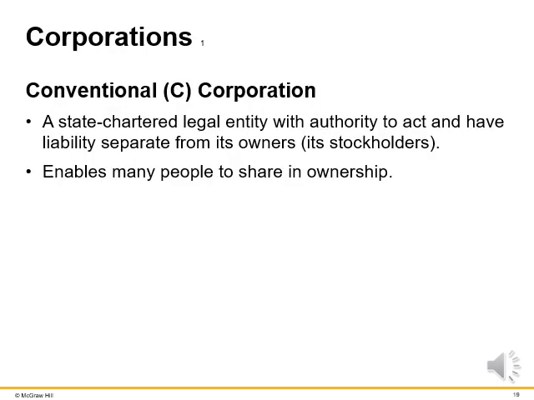You don't have to be big to incorporate. Incorporating may be beneficial for small businesses as well. A C Corp, or conventional C corporation, is a state-chartered legal entity with the authority to act and have liabilities separate from its owners or stockholders. In a C Corp, many people can share ownership. The owners are called shareholders. A shareholder is someone that has invested money in the company.